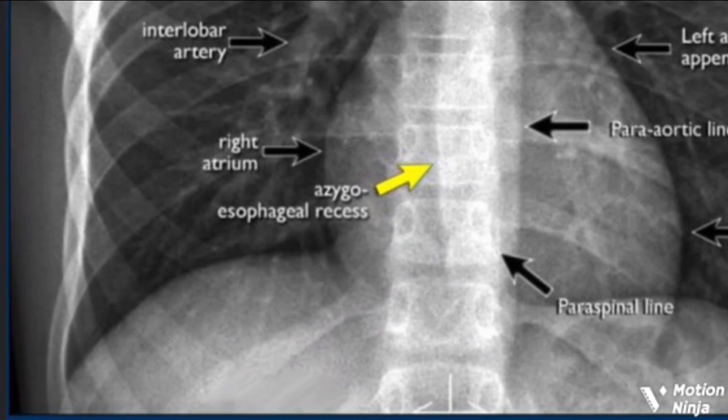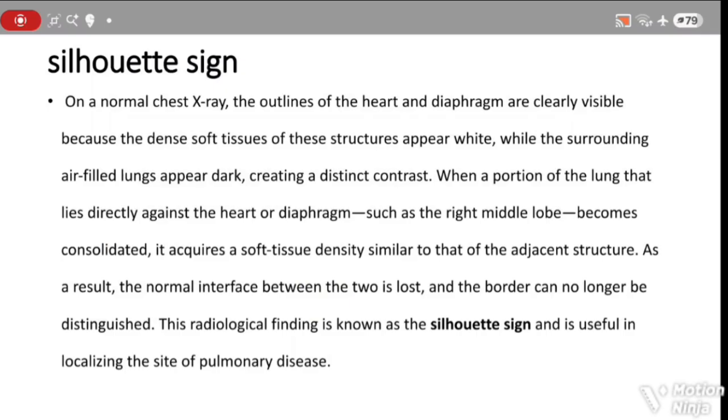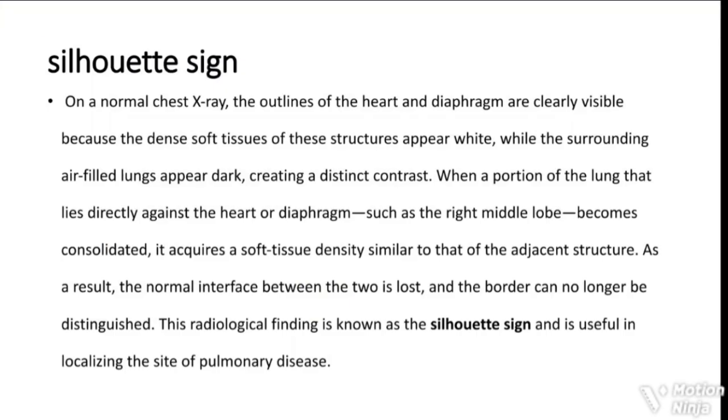Whenever there is an aortic aneurysm or a paraspinal abscess, etc., it will be more laterally shifted or it will be wider. So you have to look for these lines and stripes. Also, you can look for the silhouette sign, which is very important. The outlines of the heart and the diaphragm are usually clearly visible because the lungs are very dark in color and the heart and diaphragm are really white. So wherever they are abutting each other, they are clearly visible.